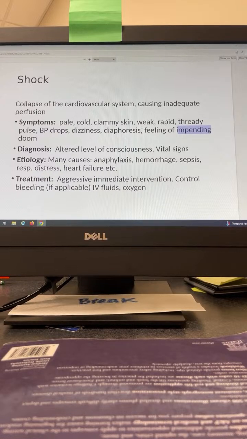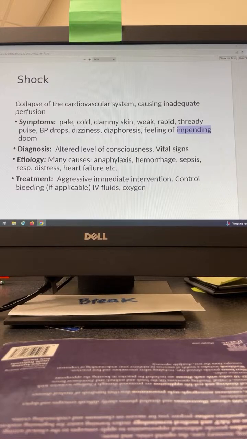Diagnostics. I mean, you kind of just look at them and you can kind of see how they're reacting. Also looking at their vital signs. So if their blood pressure is super low and their heart rate is super weak, and then maybe they pass out and lose consciousness. I mean, it's kind of hard to miss when someone's going into shock. There's not like a blood test that you do. You just kind of look at the symptoms.